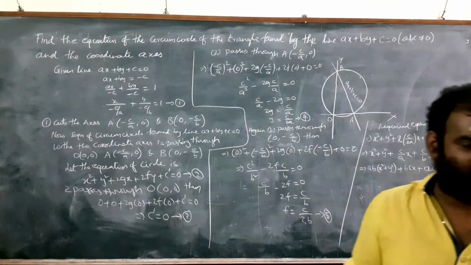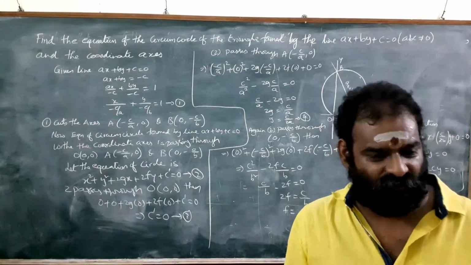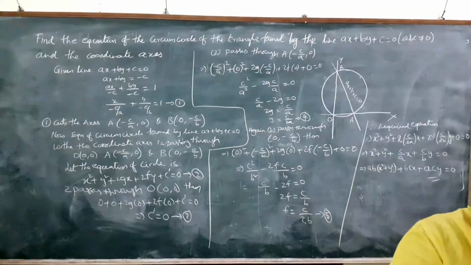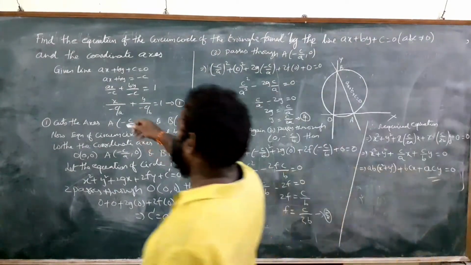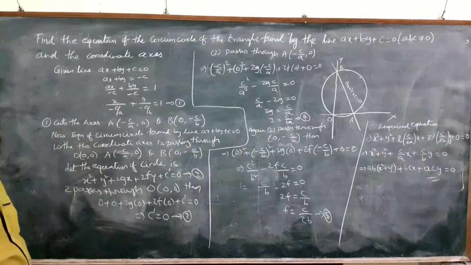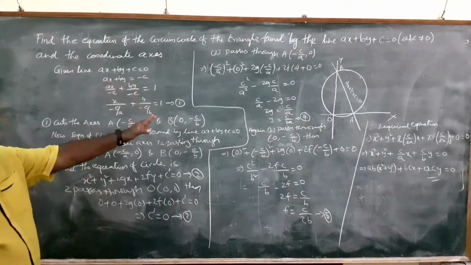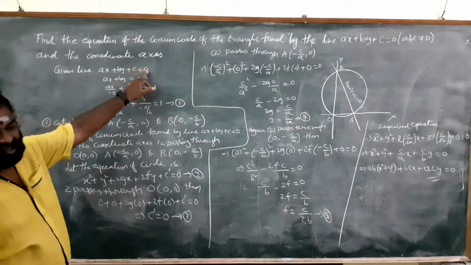For this, what do we use? Already we know the intercept form in straight lines. So we convert the given equation into intercept form. Take a look here. The given line is ax plus by plus c equal to 0. When we convert it into intercept form, first of all we send this constant to the other side.